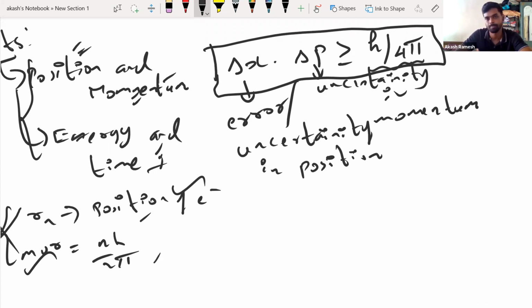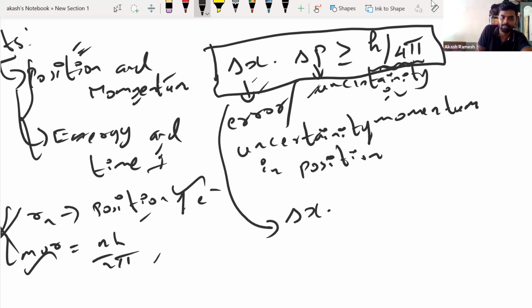That's the minimum value. So if you try to measure the position and momentum simultaneously, the errors in position and the errors in momentum, if you multiply them, the minimum multiplication error you will be getting is h by 4 pi. This is a very, very important statement. And I can rewrite this statement in a little different way.